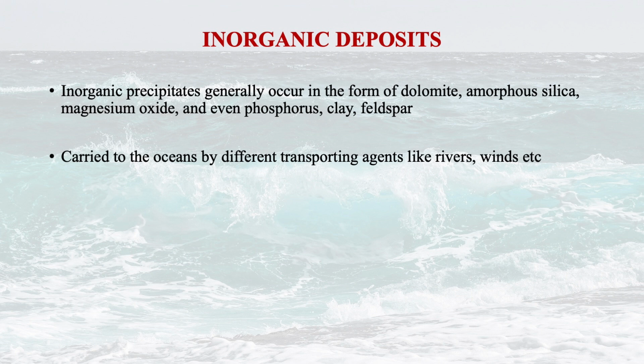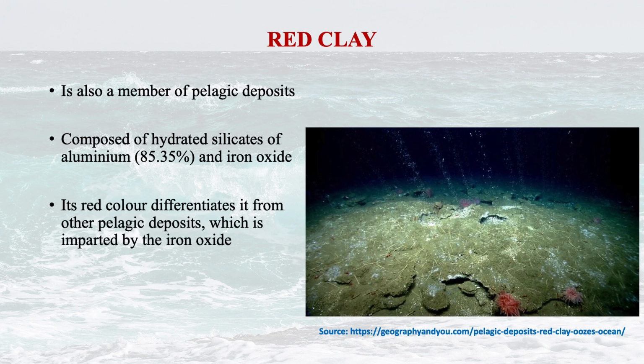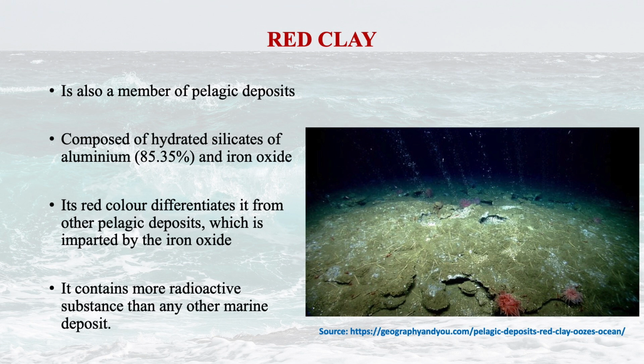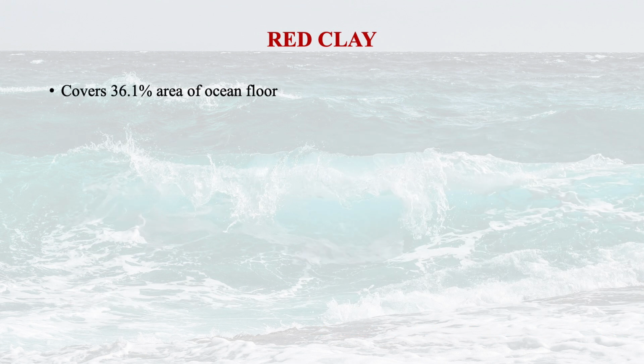Now coming on to red clay, it is also regarded as a member of pelagic deposits. It is composed of hydrated silicates of aluminium, of the order of about 85.35%, and also contains iron oxide. It is red in color, which differentiates it from other pelagic deposits, and this is imparted by the iron oxide especially. It contains more radioactive substance than any other marine deposit. It is soft, plastic and greasy in character and covers about 36.1% area of the ocean floor.